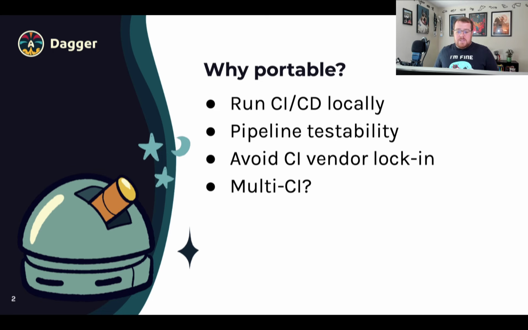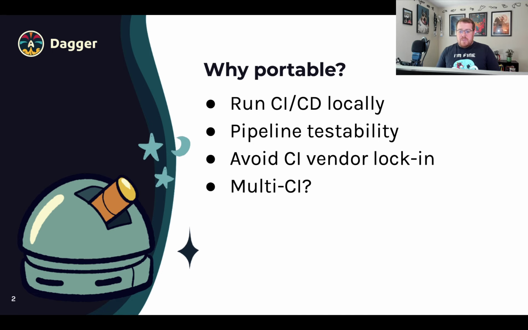And then another possible benefit of being portable is multi-CI. Let's say that you want some of your CI processes running in one CI platform or another, or one of your platforms goes down, and you want to be able to run on CircleCI when GitHub Actions goes down. With a portable pipeline, that unlocks that capability for you.